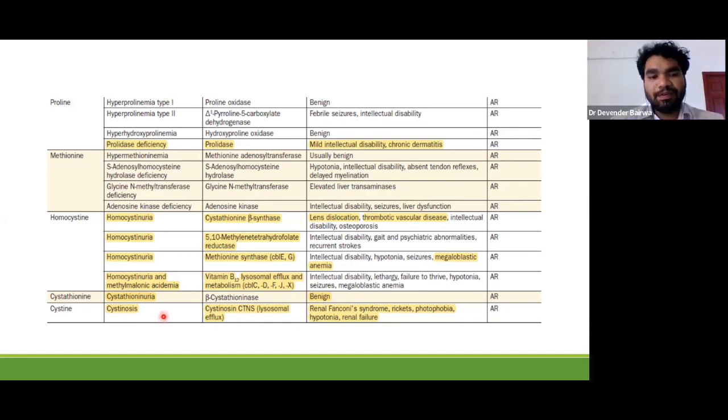If you remember, we discussed it as an example of a disorder associated with membrane transport. Cystine gets accumulated in your lysosome because efflux is defective. It leads to renal Fanconi syndrome, rickets, photophobia, hypotonia, and renal failure.